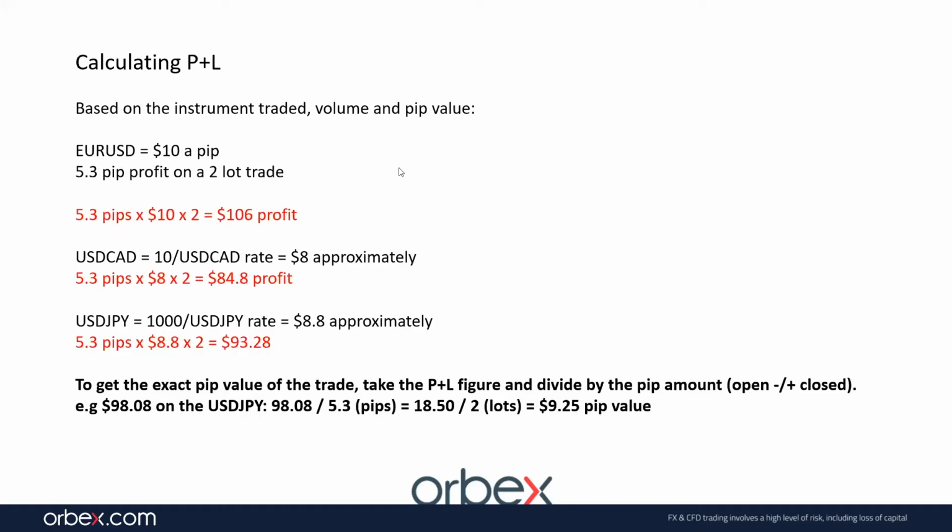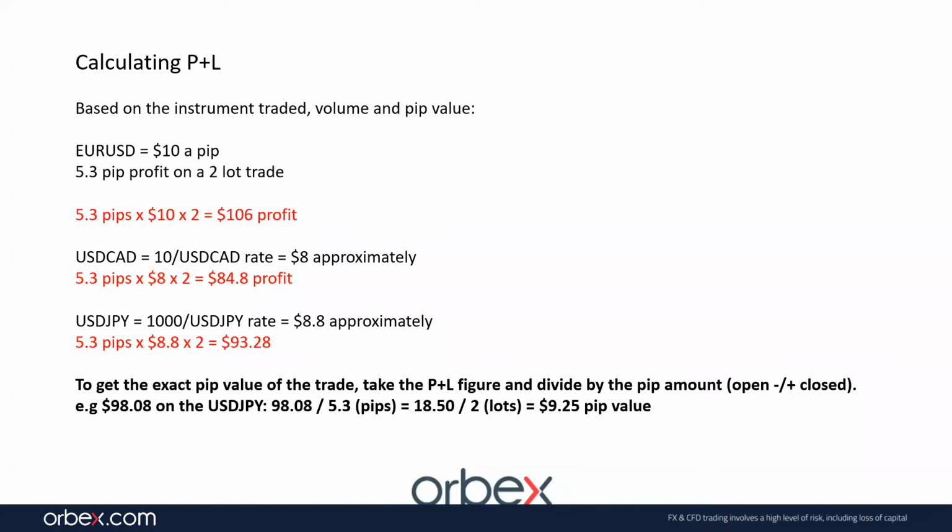So, calculating P&L based on the instrument traded, volume and pip value. These three are very, very vital because they make up the calculation of what we're looking at here. Taking a simple example to start off: euro dollar, we know it's $10 a pip fixed because the quote currency is dollar. So if we've had a trade and we've realized 5.3 pips profit on a two lot trade, we've got 5.3 pips times $10, which is the pip value, times two lots, so that's $106 profit.